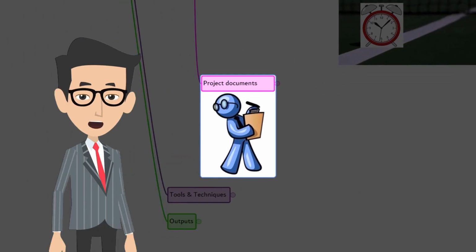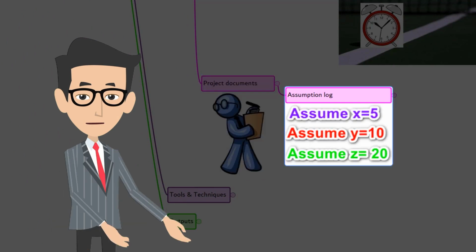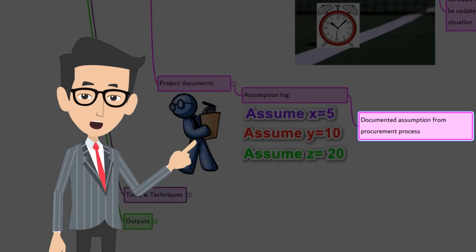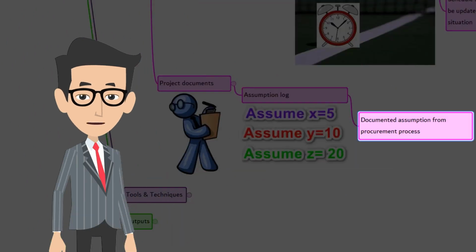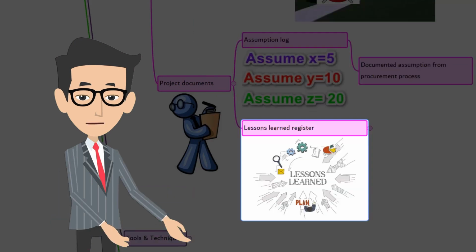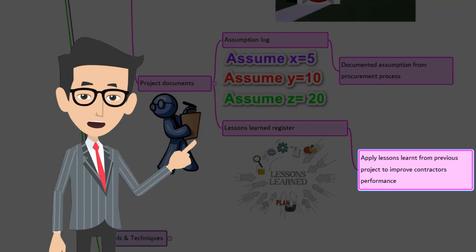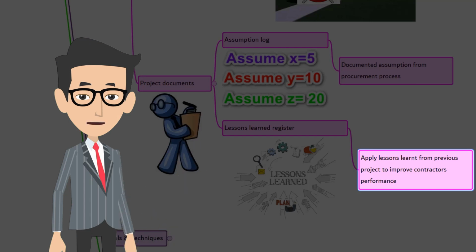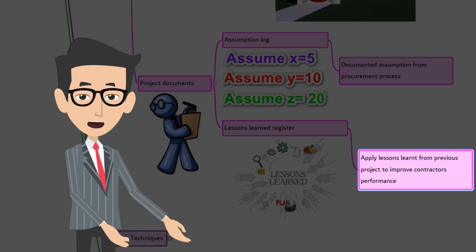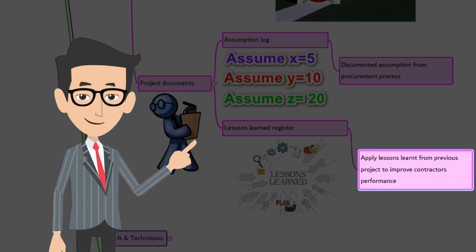So, obviously, the components of project documents. Assumption log. The documented assumptions that have been made during the procurement process. Lessons learned register. The lessons learned from previous projects can be applied to improve contract performance and the procurement process.